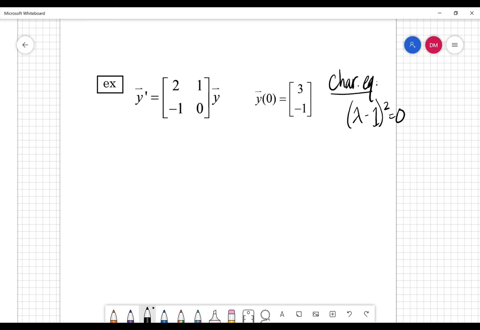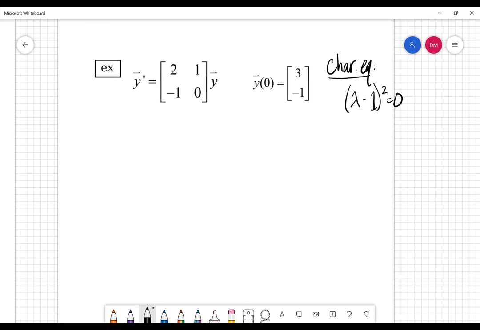Okay, hello again. Back with an example here, if you decided that you wanted to see another worked out example of how to do a defective matrix with a repeated eigenvalue. So we have this problem right here. We do have an initial value problem, and that is something that was not covered in the last video, so we'll get to see what that looks like. And like before, I already worked out the characteristic equation, so we don't have to do that piece together.